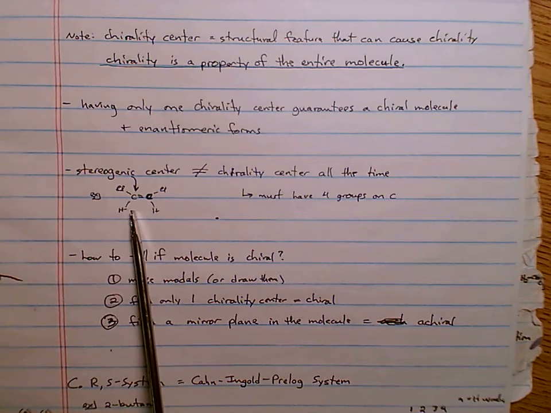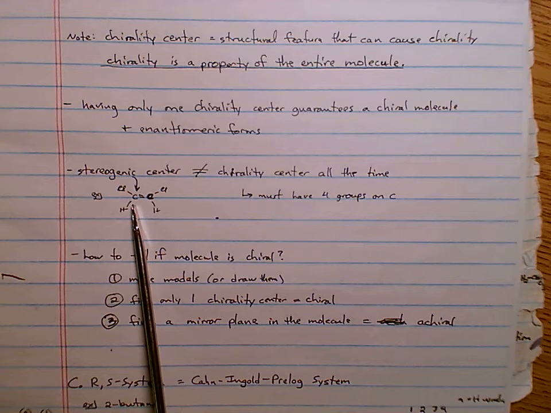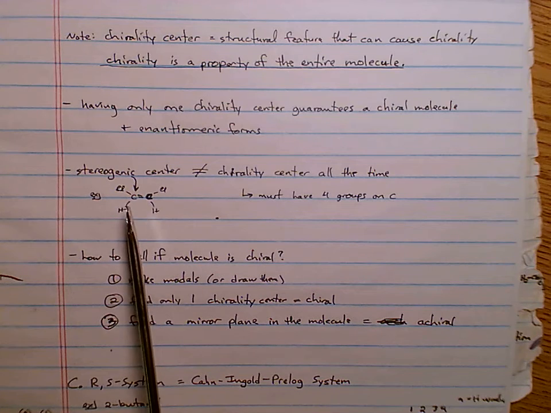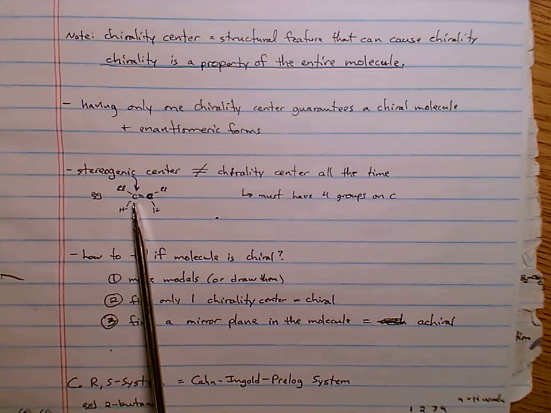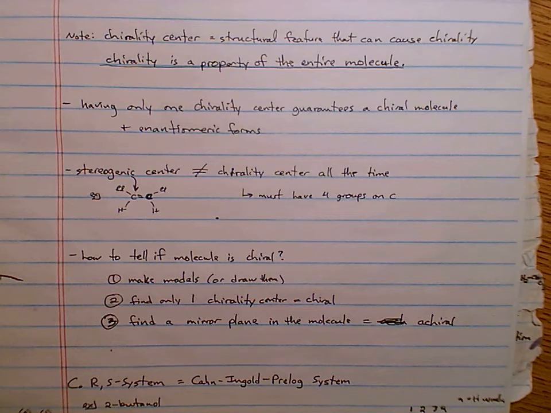So this is a stereogenic center because it's what makes our molecules be diastereomers, but it's not a chirality center, because these are the 2 diastereomers. This is not a chiral carbon here in either of these 2 diastereomers, therefore it can't be chiral, without that chirality, without the non-superimposable mirror image.